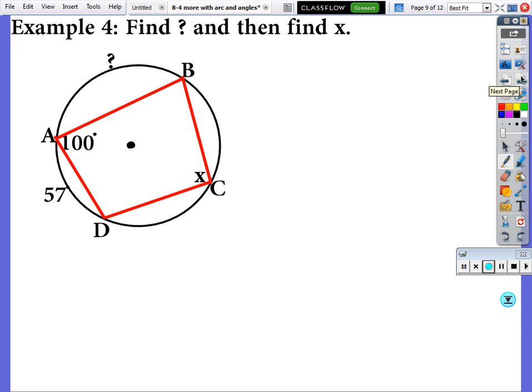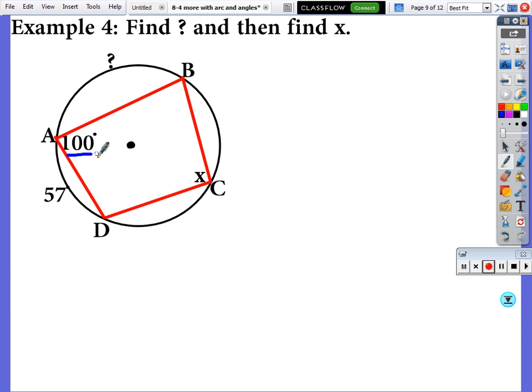If you watch these really carefully, then hopefully it will make sure that you know what you're doing for pink. Okay, so it says find question mark and then find x. Looking at this circle, once again, the first thing I go to is if I'm given an inscribed angle that I know for sure, I'm going to use that because that's a lot of information on a circle. The first thing I see here is that I have 100 degrees.